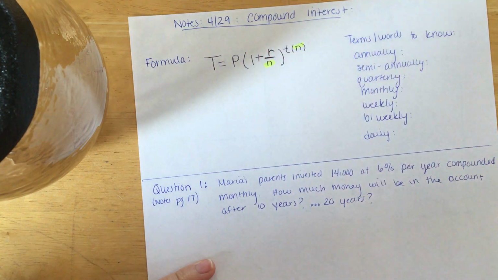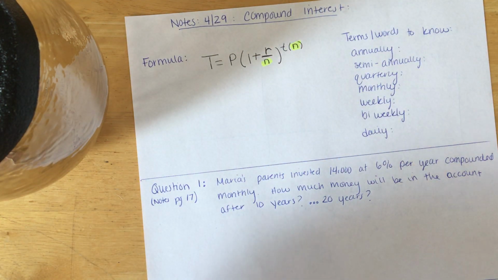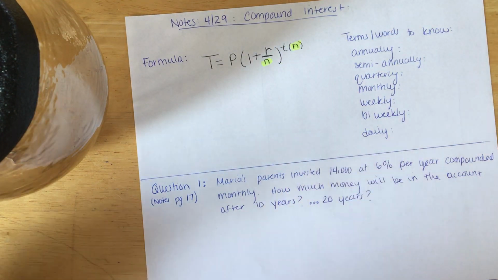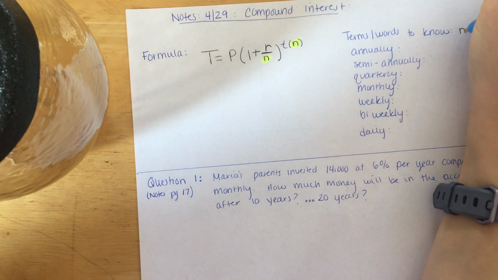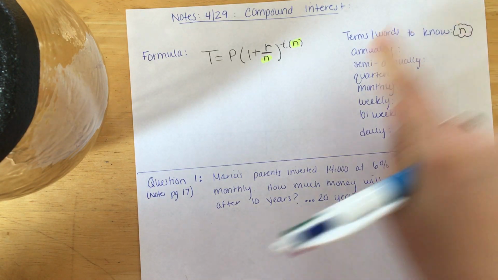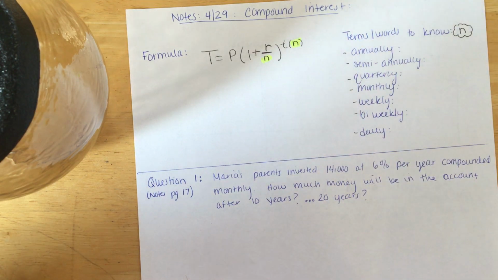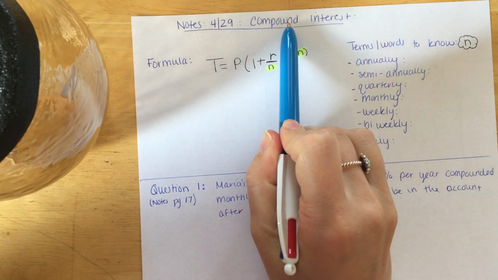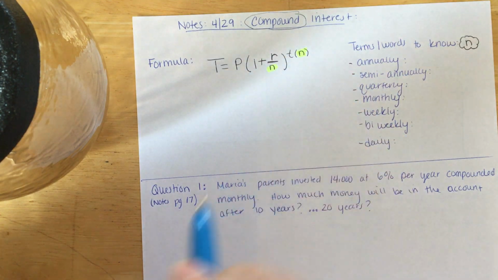So let's talk about what n is, since that's our big difference in formula. Everything else was the same from Monday, except for the n's. So terms to know. These are the terms that are going to indicate your n's, okay? And they're these words right here. And they discuss how often your interest would be compounded, okay? That's the big difference here. If you see the word compounded, you're going to use this formula right here.